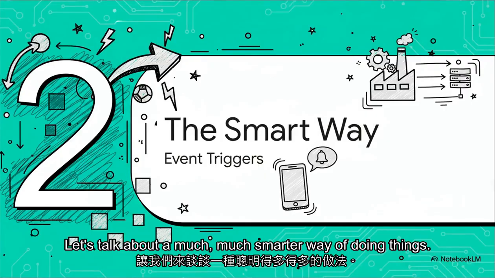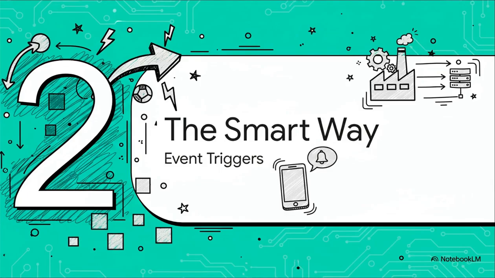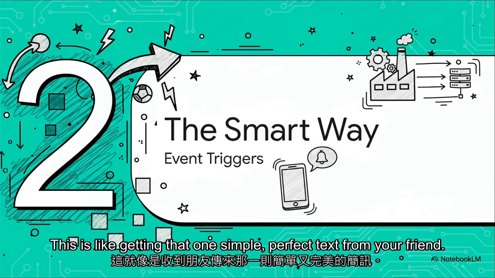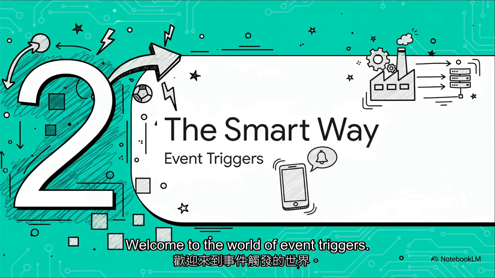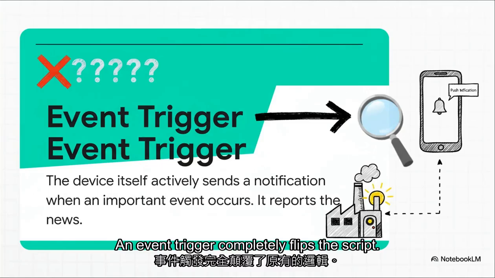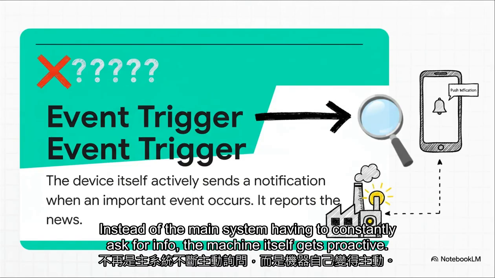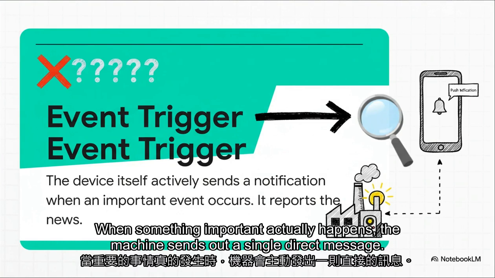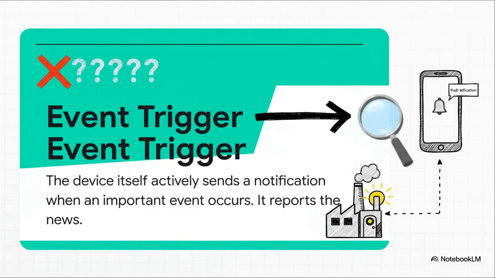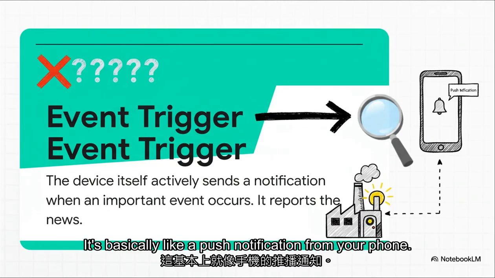Okay, enough of that. Let's talk about a much, much smarter way of doing things. This is like getting that one simple, perfect text from your friend. Welcome to the world of event triggers. An event trigger completely flips the script. Instead of the main system having to constantly ask for info, the machine itself gets proactive. When something important actually happens, the machine sends out a single direct message. It's basically like a push notification from your phone.